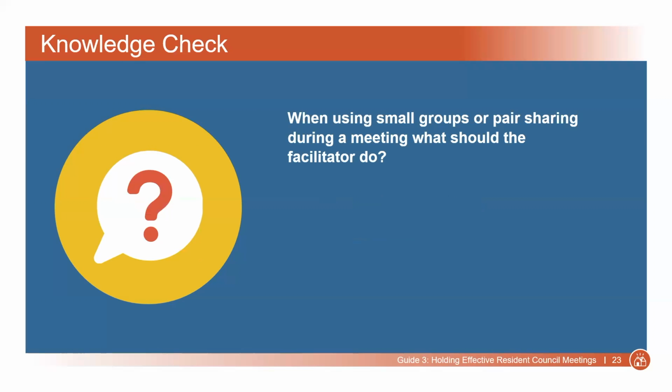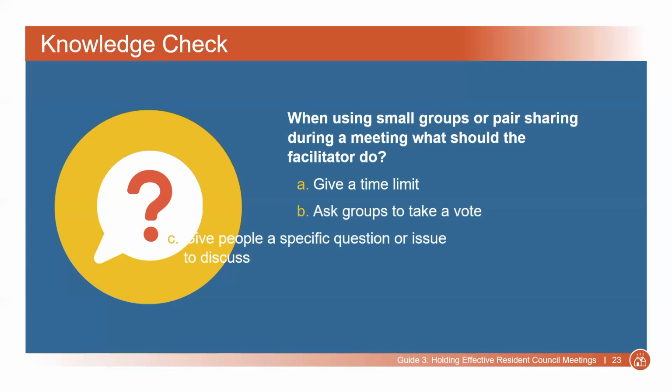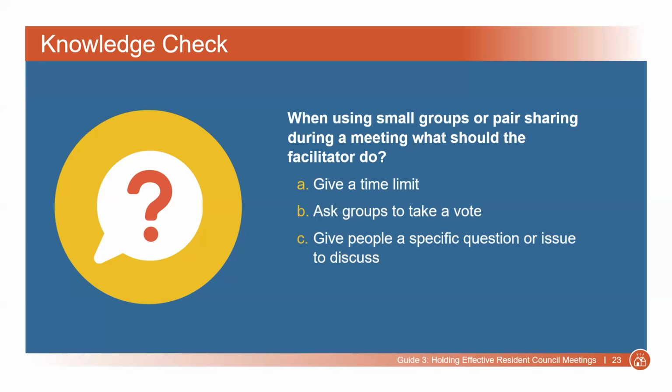When using small groups or pair sharing during a meeting, what should the facilitator do? A, give a time limit. B, ask groups to take a vote. C, give people a specific question or issue to discuss. D, answers A and C. We'll give you a moment to consider your answer.